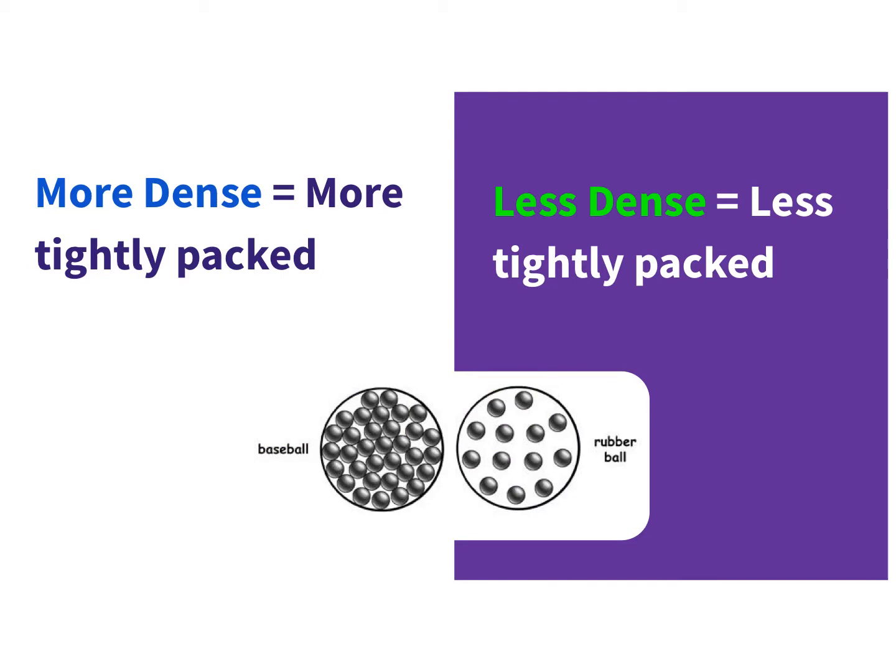So something that is more dense is more tightly packed, like this baseball you can see here. You can feel when you hold a baseball that it is super, super dense, versus something that is less dense and less tightly packed, like a rubber ball. And you can feel when you're holding them that if the baseball and the rubber ball were the same size, the baseball would feel a lot more massive because there's a lot more matter squished inside the same amount of space. Here in the rubber ball example, the molecules are a lot farther apart.